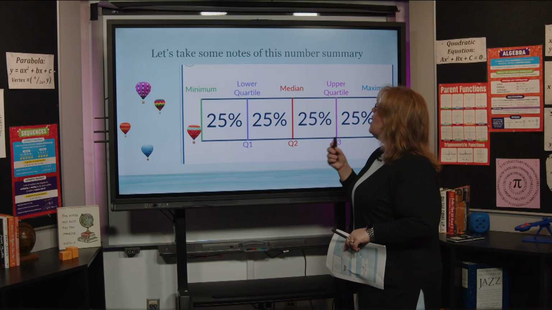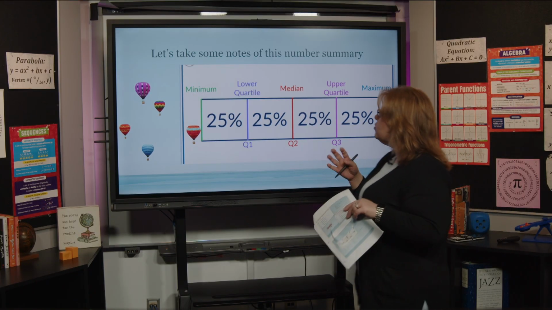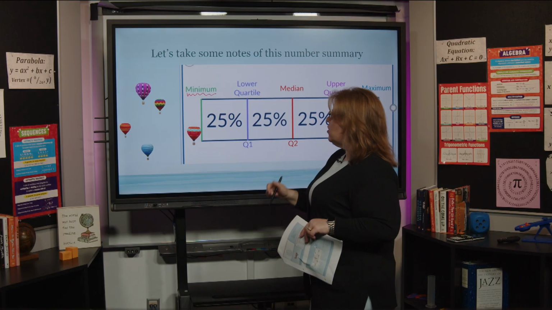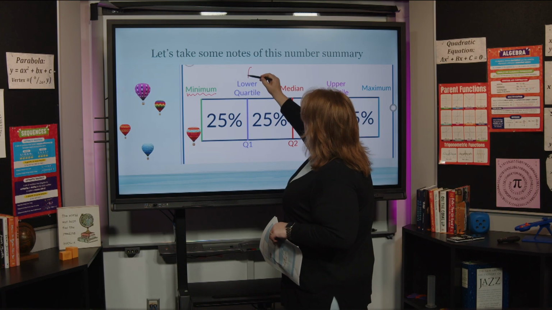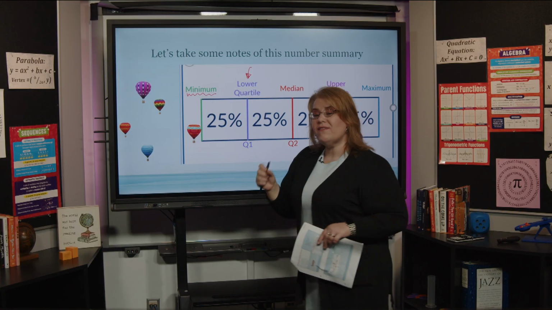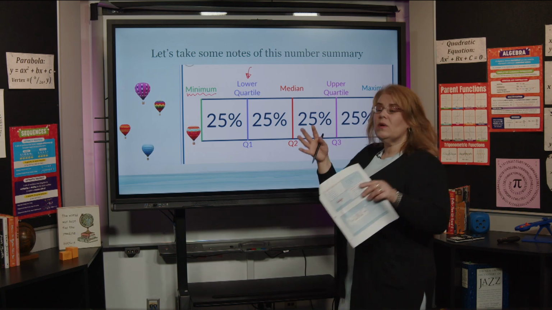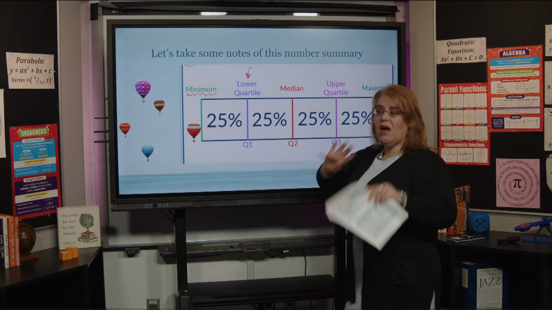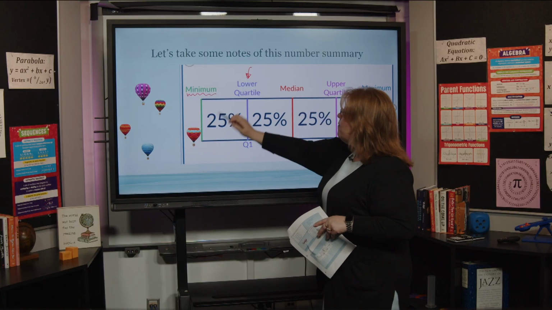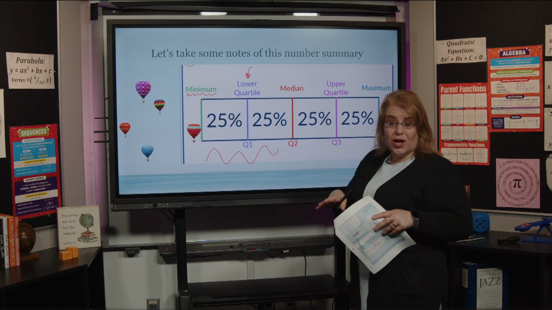Let's take some notes on this number summary. Now, we're having to look at this. We're looking at the minimum value, and then we're looking at our lower quartile. Between the minimum and lower quartile is 25% of our data. Then we're looking at the median, which is the middle number. If we're looking at all this data, it's the number that would be in the middle. And from the minimum to the median, that's going to be 50% of the data that we're talking about.